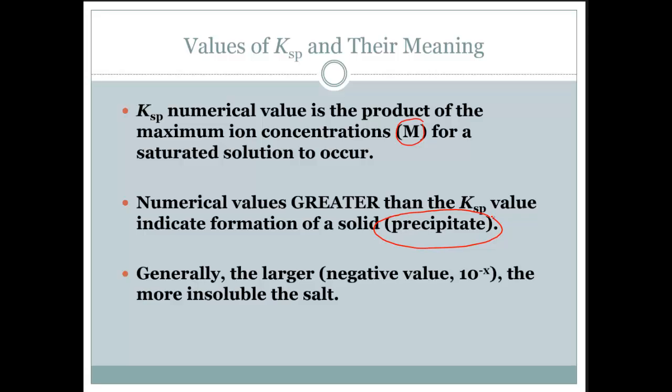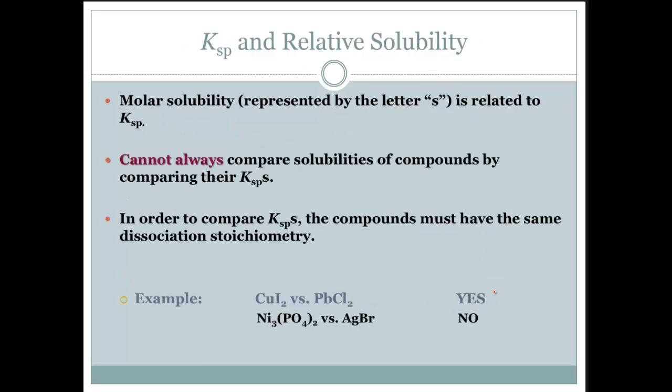Generally, the larger the negative exponent in times 10 to the negative x, the more negative that is. So times 10 to the negative 1 versus times 10 to the negative 30, for instance. The more insoluble the salt is going to be, because less is going to dissolve. That KSP is going to be smaller and smaller and smaller. The molar solubility, represented by the letter S, is related to the KSP.